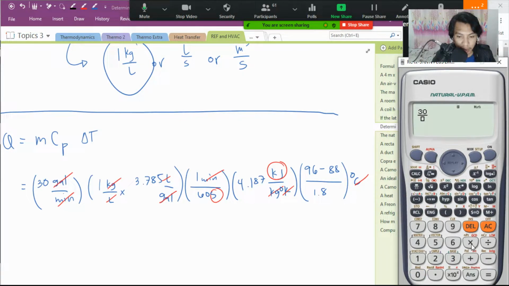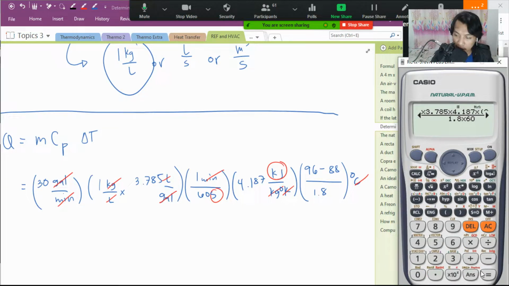Tapos, times 3.785 times 4.187 times 96 minus 88 divide by 1.8 times 60.